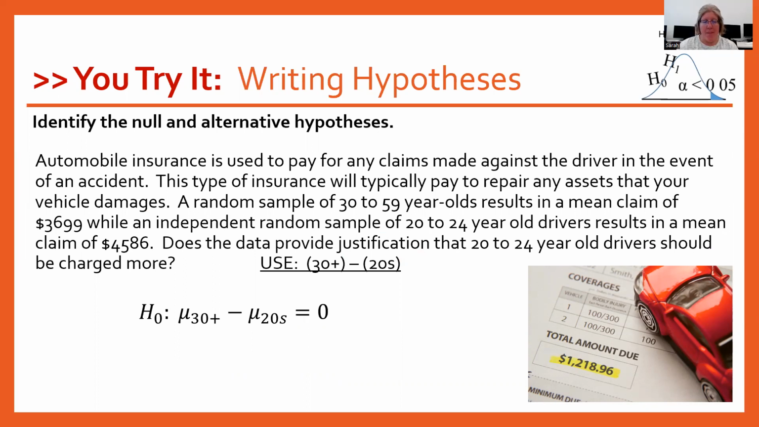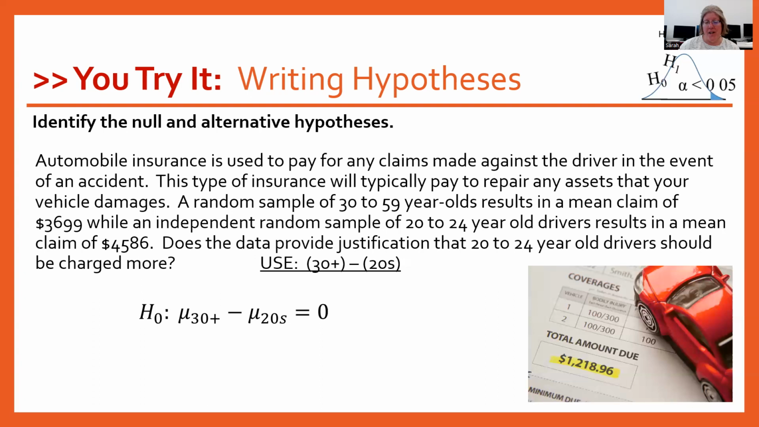So we are looking at automobile insurance used to pay for any claims made against the driver in the event of an accident. This type of insurance will typically pay to repair any assets that your vehicle damages. A random sample of 30 to 59-year-olds results in a mean claim of $3,699, while an independent random sample of 20 to 24-year-old drivers results in a mean claim of $4,586. Does the data provide justification that the 20 to 24-year-old drivers should be charged more?